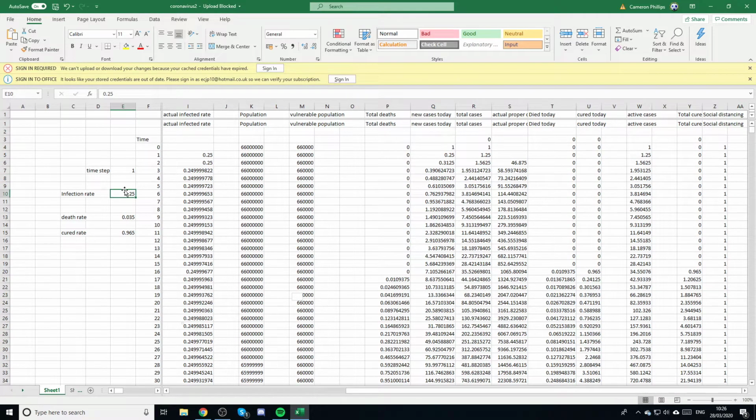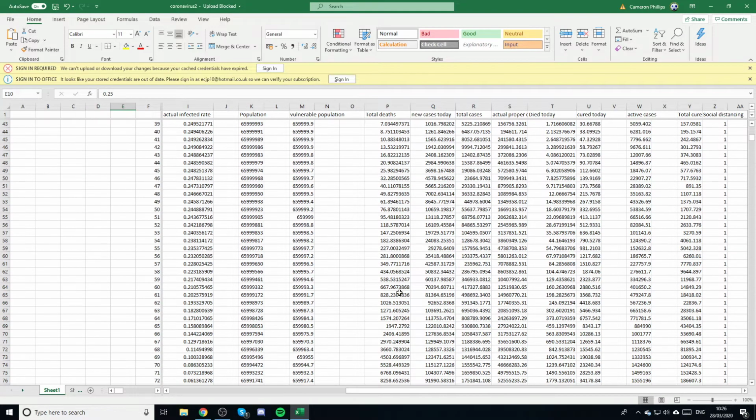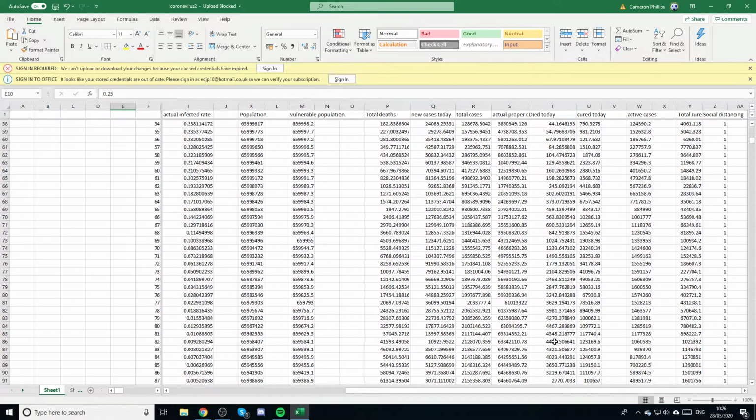An infection rate of 0.25, which is where we were. Our total deaths about 700, and if we're on day 63, died today is going to peak at about 4,400 on day 86. So in 20 days time we're going to get 4,500 deaths. Okay.